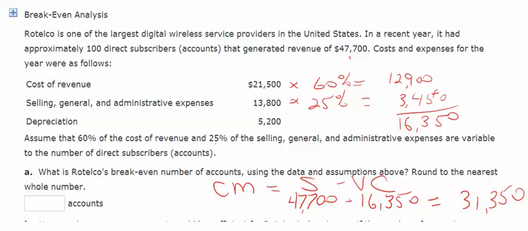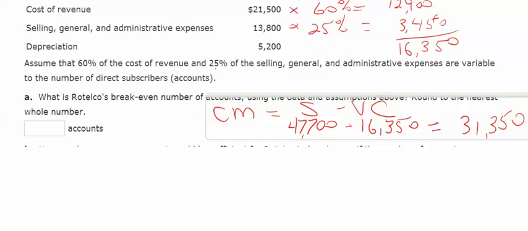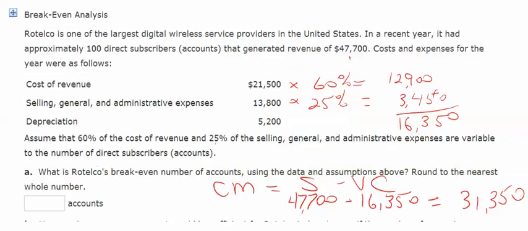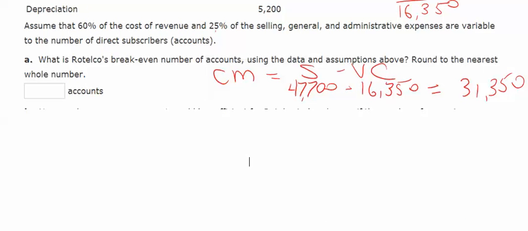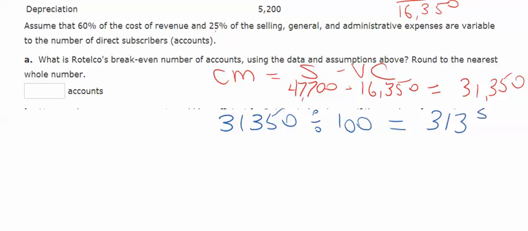To calculate the break even, I've got to figure out the contribution margin per account. It says I have 100 accounts. So I'm going to take the 31,350 and divide that by 100. And that, of course, would be $313.50. That's my contribution margin per account. Okay?